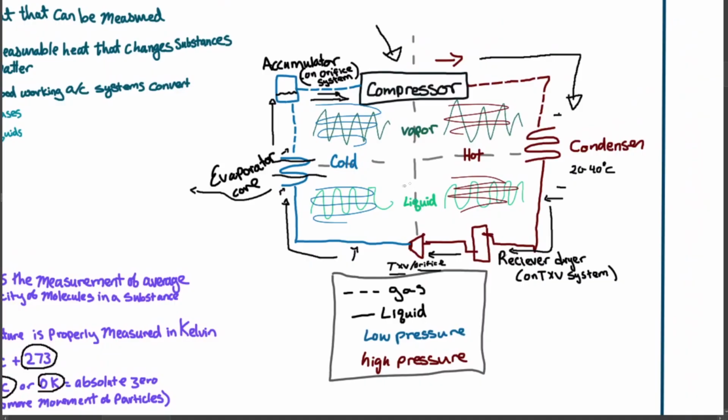On this chart, I have the dashed lines representing gas, and I have the solid lines representing liquid, the blue representing low pressure, red representing high pressure, light green representing liquid, dark green representing vapor. Put into the square grid.